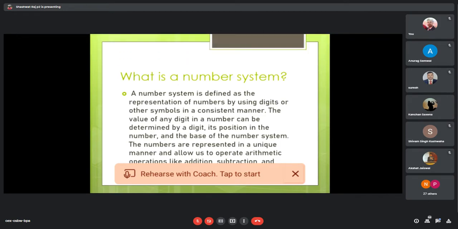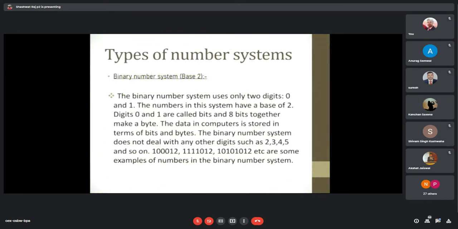Now coming on to the types of number systems, which we will study in detail. First is the binary number system, which I just mentioned, which has a base 2. The definition states that the binary number system uses only 2 digits, 0 and 1. The numbers in this system have a base of 2. Digits 0 and 1 are called bits, and 8 bits together make a byte.